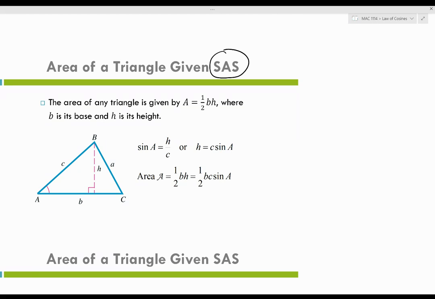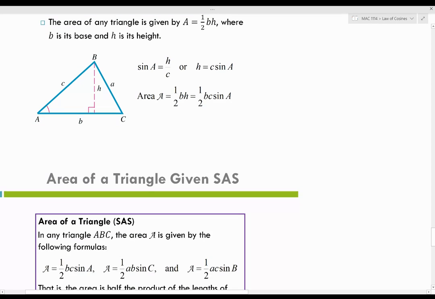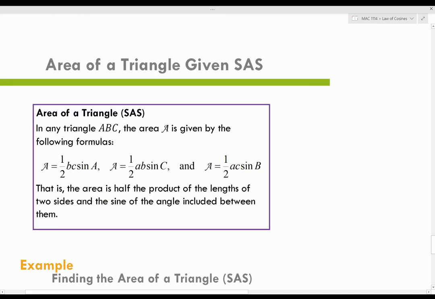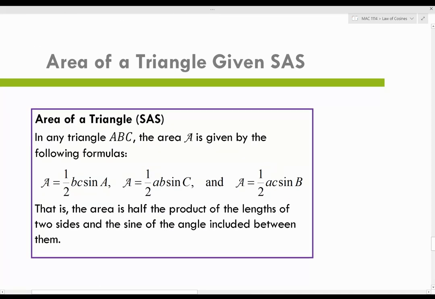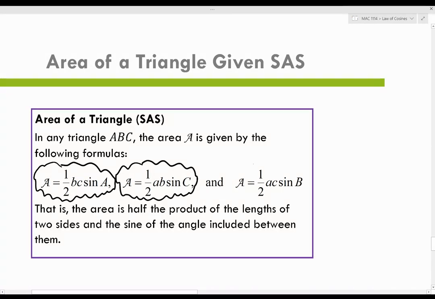So here's the derivation, if you guys want to look at it. It says that the area of any triangle is given by A equals 1/2 B times H, where B is the base and H is height. From that scenario, they've derived these three new formulas for the area of a triangle. It says in any triangle ABC, the area A is given by the following formulas. We have A equals 1/2 BC sine of A, 1/2 AB sine of C, and 1/2 AC times sine of B.